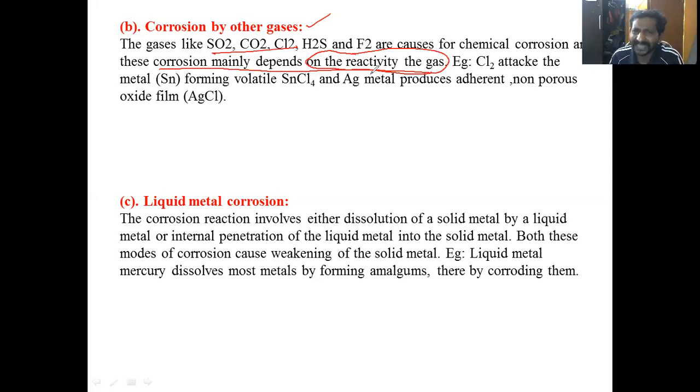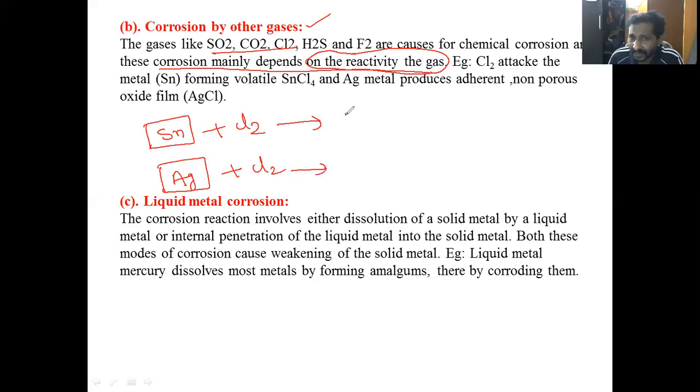For example, take tin metal. Tin is the Sn metal. I am taking another metal, silver. Both will react with oxygen. If halogens are present in the environmental gases, they will react with chlorine. Tin forms tin tetrachloride, SnCl4, and silver forms silver chloride. So different metals react with the same gas to produce different compounds, tin tetrachloride and silver chloride, on the metal surfaces.